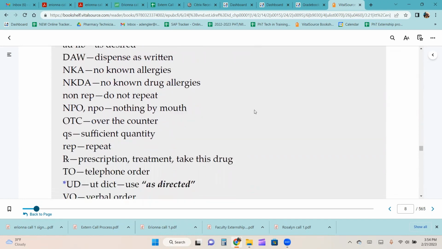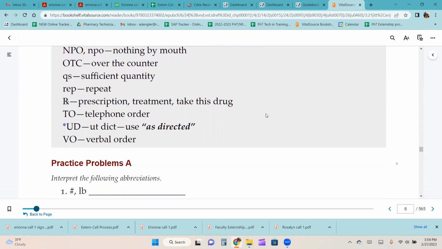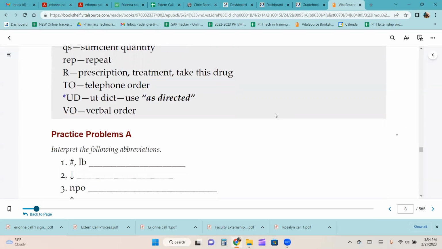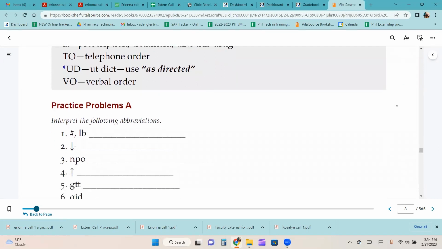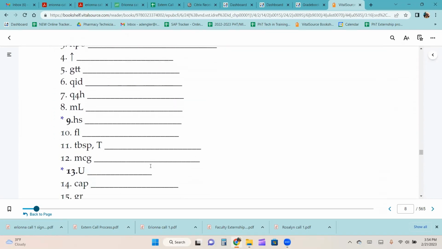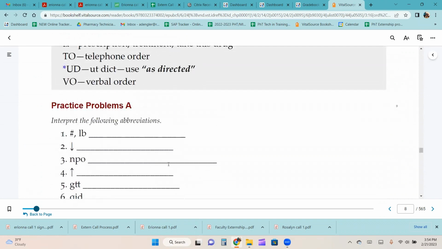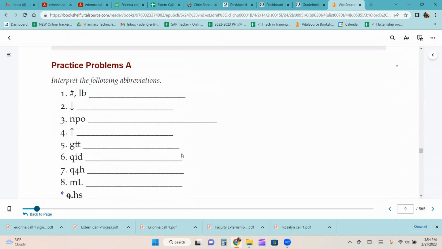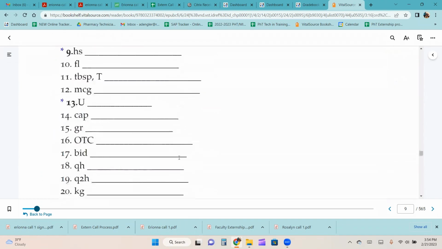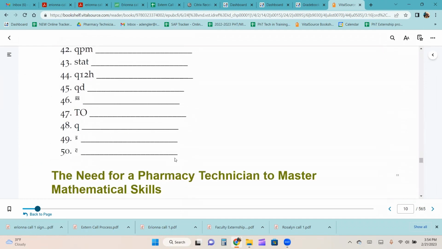QS is sufficient quantity. Rep is repeat. Rx is prescription, treatment, or take the drug. TO is telephone order. UD is as directed. VO is verbal order. So you can do some of these practice problems. For practice, they're not required unless that's an assignment in Canvas for you to do.